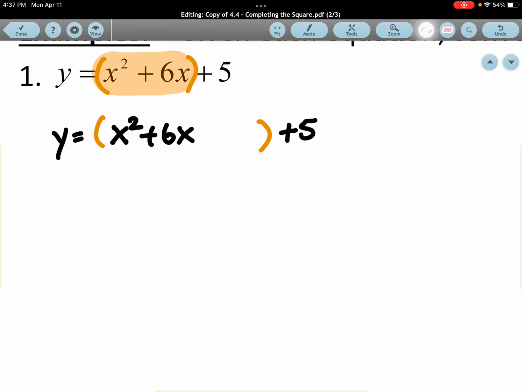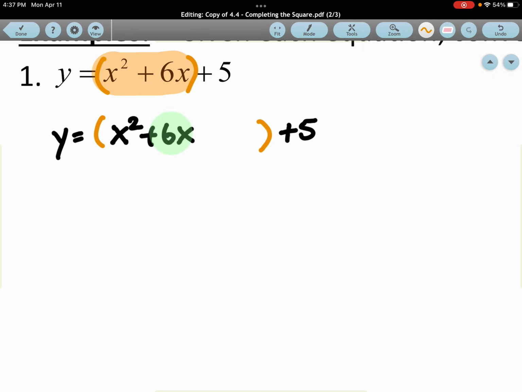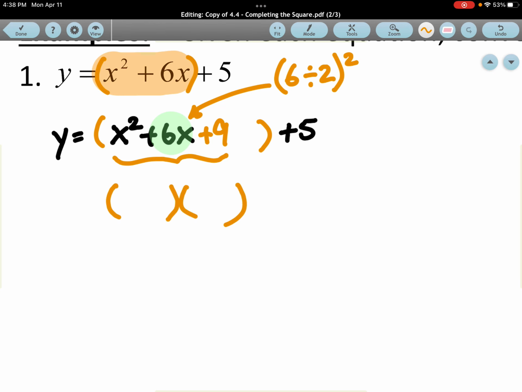What we're going to do is highlight this number right here. We always take that number, and then we're always going to split it in half, and then we're always going to square it. So 6 split in half is 3. 3 squared is 9. So I'm going to add a 9 into that mix. That's actually great because that creates a simple trinomial that I can break up into identical brackets, and then we'll eventually be able to write it squared.